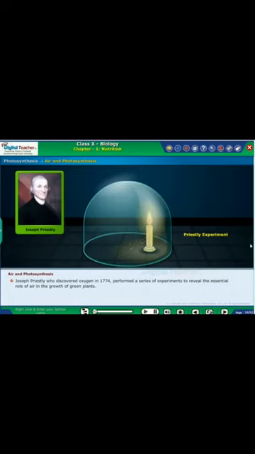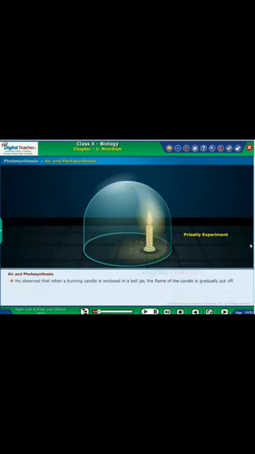Let us see the experiment done by Priestley in a bell jar. Joseph Priestley, who discovered oxygen in 1774, performed a series of experiments to reveal the essential role of air in the growth of green plants. He observed that when a burning candle is enclosed in a bell jar, the flame of the candle is gradually put off. In the same way, a mouse also suffocates in a closed space, such as an enclosed bell jar, and dies. From these observations, Priestley concluded that a burning candle and an animal change the composition of the air.